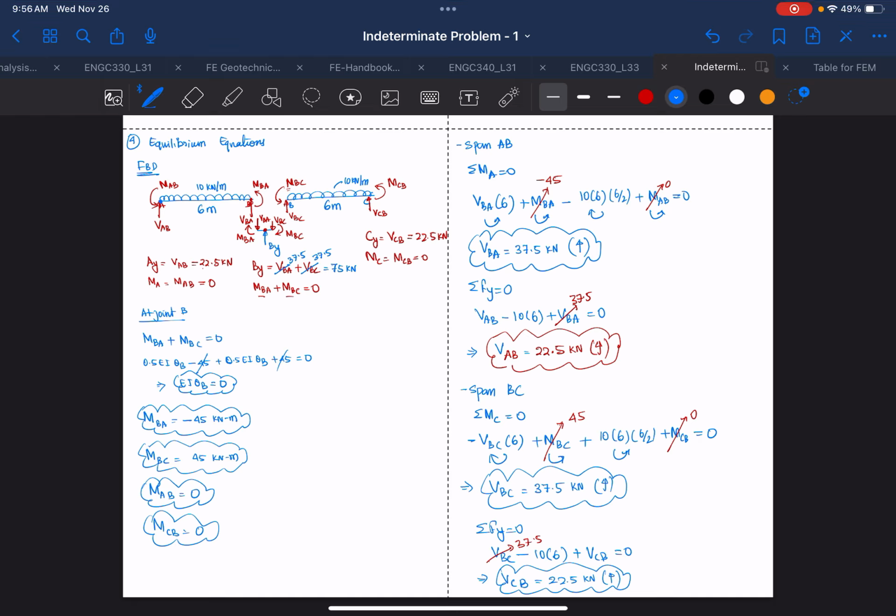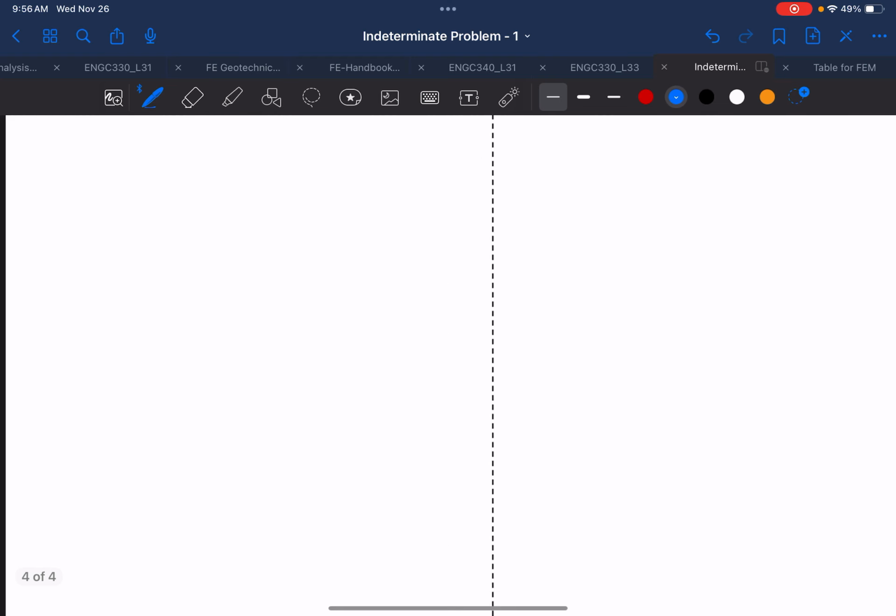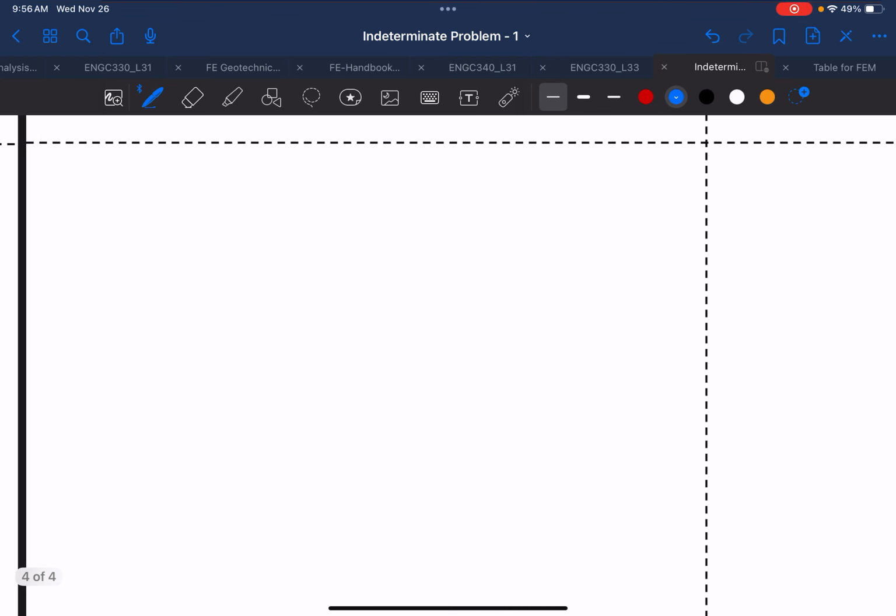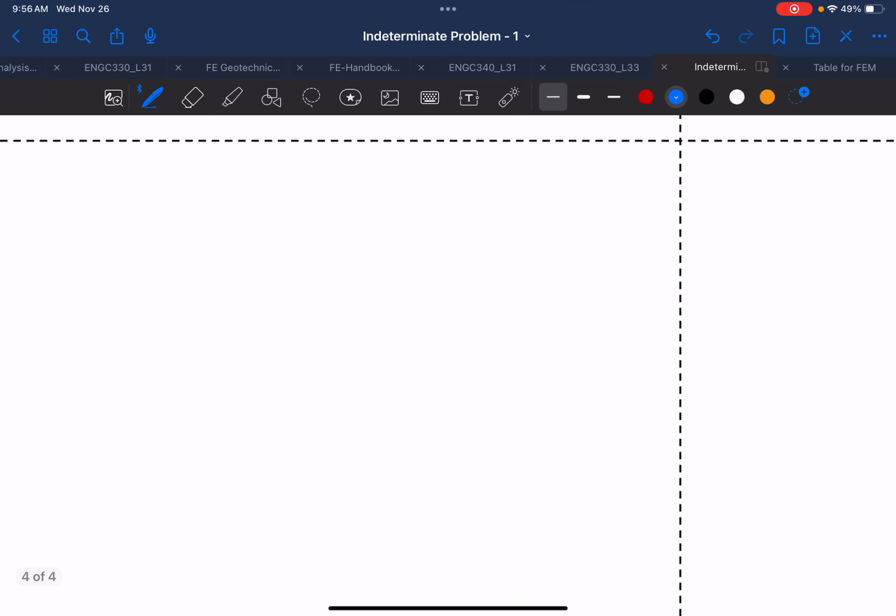You'll see that because there's no settlement, we don't even have to use EI at all in the equation. If there's settlement, you'll see that the moment will change because of the settlement. So after doing all the work, we can finally draw the shear force diagram. Now for the shear force diagram, we're going to put all the loads that we know.